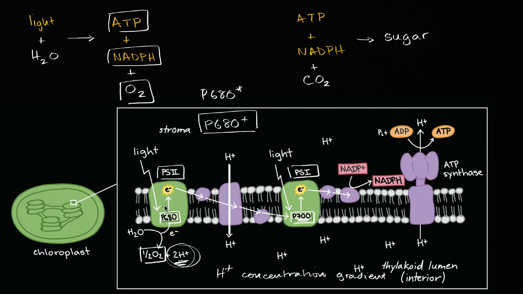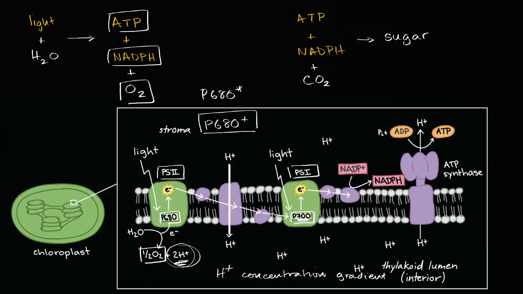And so that's why you'll often see these diagrams. Light comes in, an electron gets energized, it gets excited, it goes to lower and lower energy states. As it's doing that, it's being transferred from one molecule to another, being facilitated by enzymes. Part of that energy is being used to transfer hydrogen ions into the thylakoid lumen, into the interior.